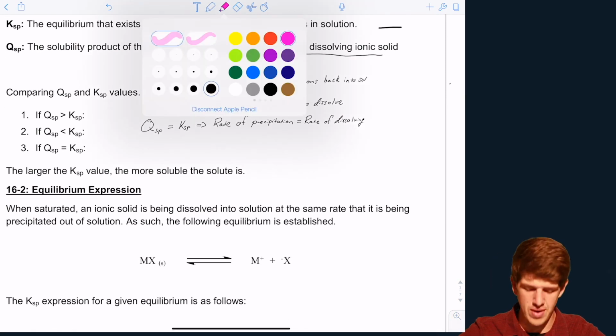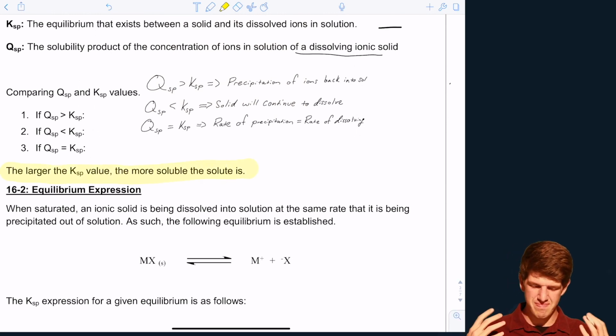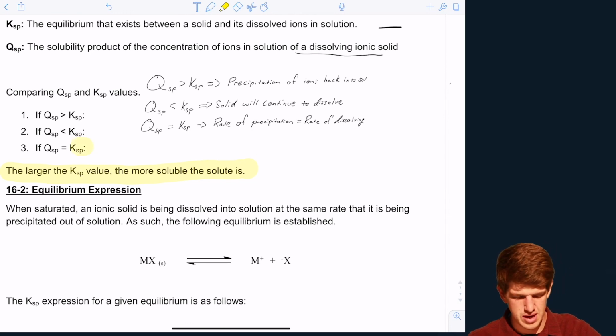If you took anything away from that, just take this away. The larger the Ksp value, the more soluble the solute is. But also know those three points: what happens when Qsp is greater than Ksp, Qsp is less than Ksp, and Qsp equals Ksp.